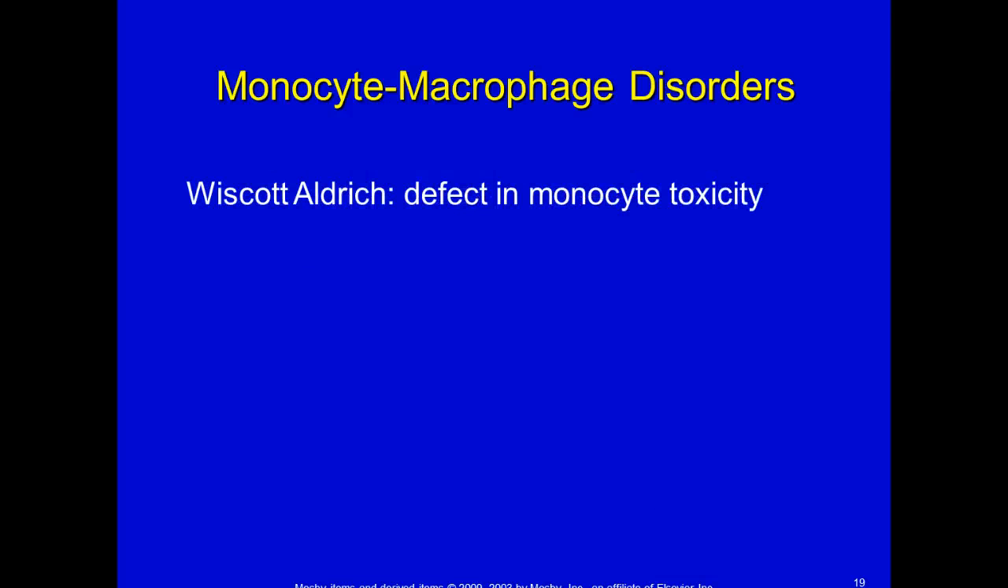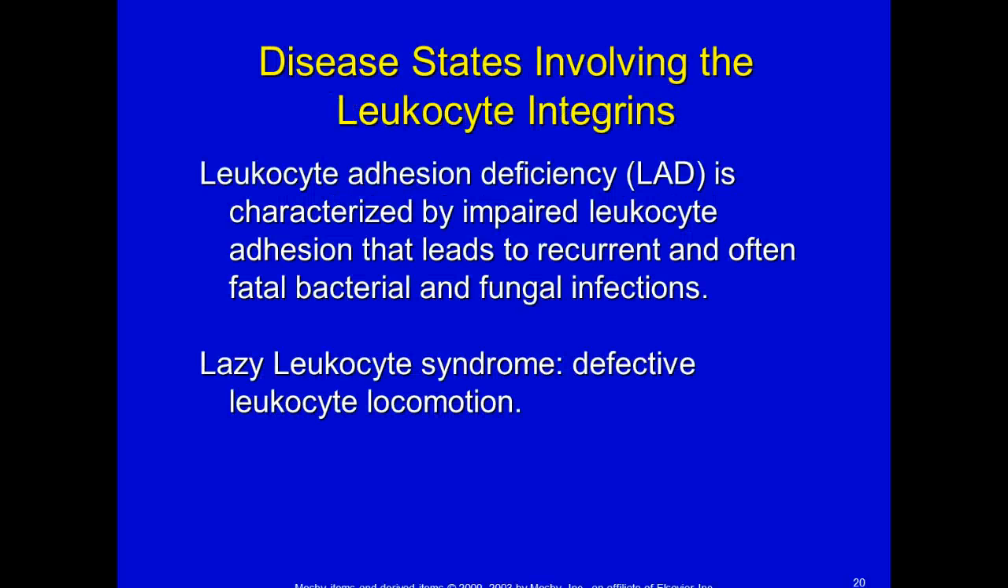One of the other ones, Wiskott-Aldrich, that one is a defect in monocyte toxicity, so they get infections frequently as well. This one I mentioned already, the leukocyte adhesion deficiency. It's characterized by impaired leukocyte adhesion. Remember that integrin molecule becomes the problem there. Often fatal bacterial and fungal infections with them. The last one, lazy leukocyte syndrome, is a defect in leukocyte locomotion. So the cells are not moving as well as they should.